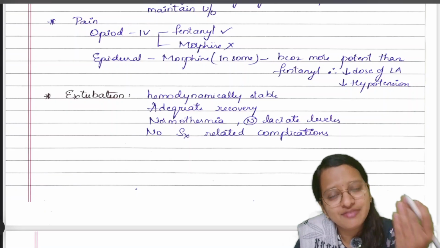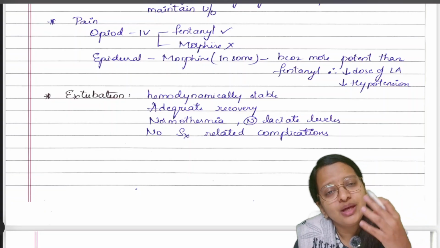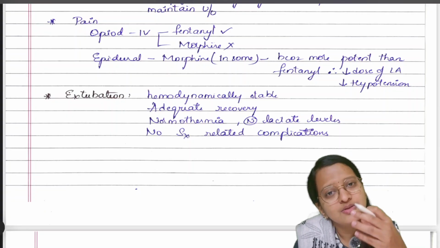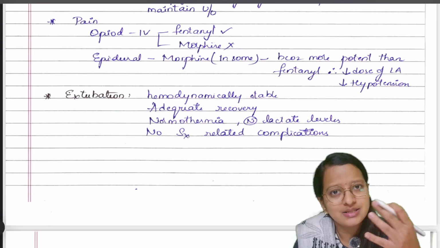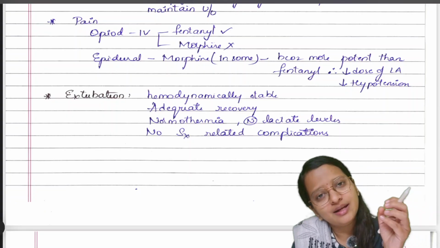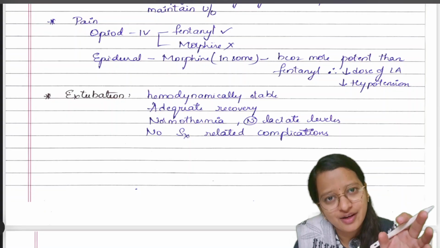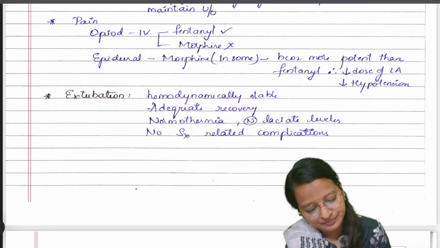Because epidural morphine is more potent, right? It is more potent than fentanyl. So, due to increased potency, we can use a decreased amount of local anesthetic. So, hypotension can be prevented. That is individual choice, but it is preferable to give IV fentanyl rather than IV morphine.